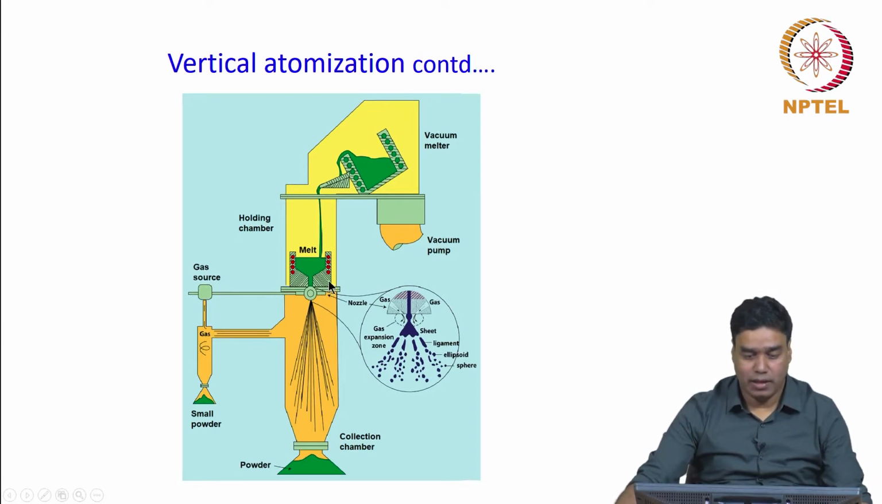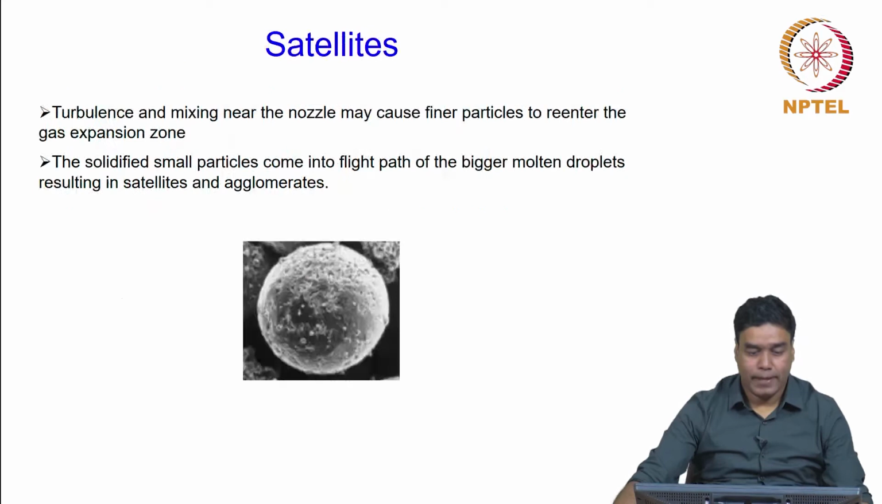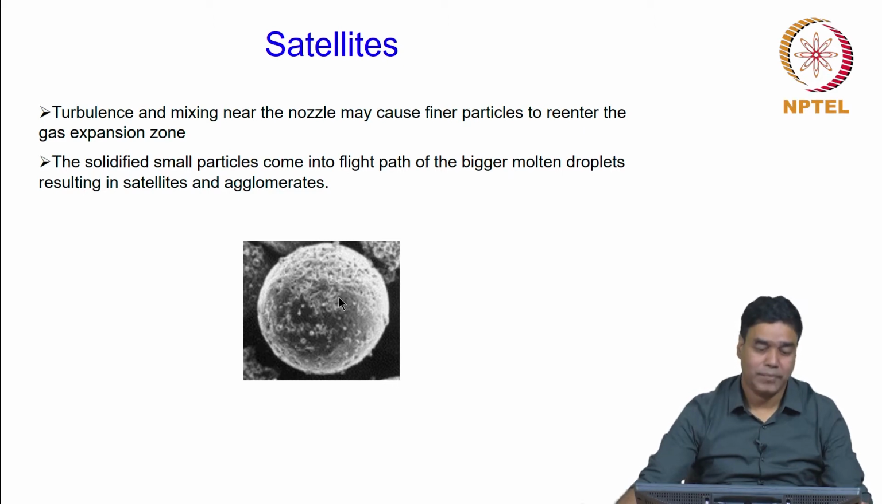and after that we have also discussed the process variables of this gas atomization process. Then we also discussed a problem in this process, which is known as satellites, that occurs due to turbulence and mixing near the nozzle. And satellites are smaller particles which stick onto the surface of bigger particles and make the surface rough. Okay. So, this is a small problem which might occur during the process of gas atomization.